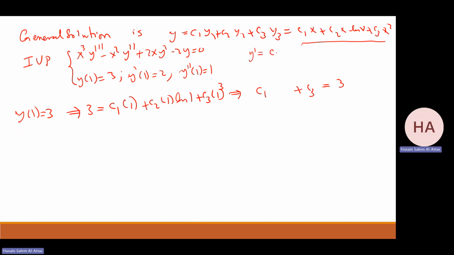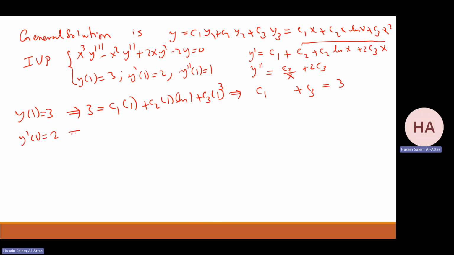Y prime will be what? C1 plus C2 times (1 plus ln x), so it will be C2 plus C2 ln x, plus 2 C3 x. I need to find y double prime also. That will be C2 over x plus 2C3.